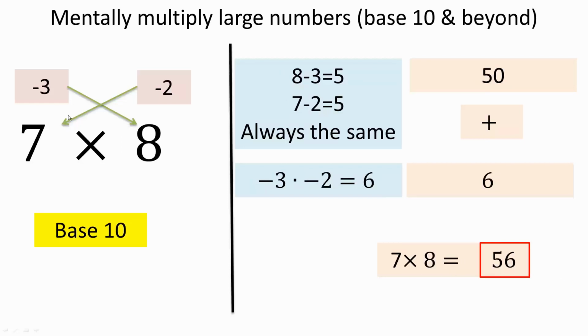Another base 10. So 7 times 8. Easily you can do it in your head and say 56. But let's use this method. How much bigger or how much less is 7 compared to 10? 3 less, minus 3. How much bigger, how much less is 8 compared to 10? Minus 2. So now we say minus 3 plus 8, we get 5. Minus 2 plus 7 is 5. Always the same. 5 times 10 is 50. Now we say negative 3 times negative 2, and it's going to be positive 6. So 50 plus 6 is 56.